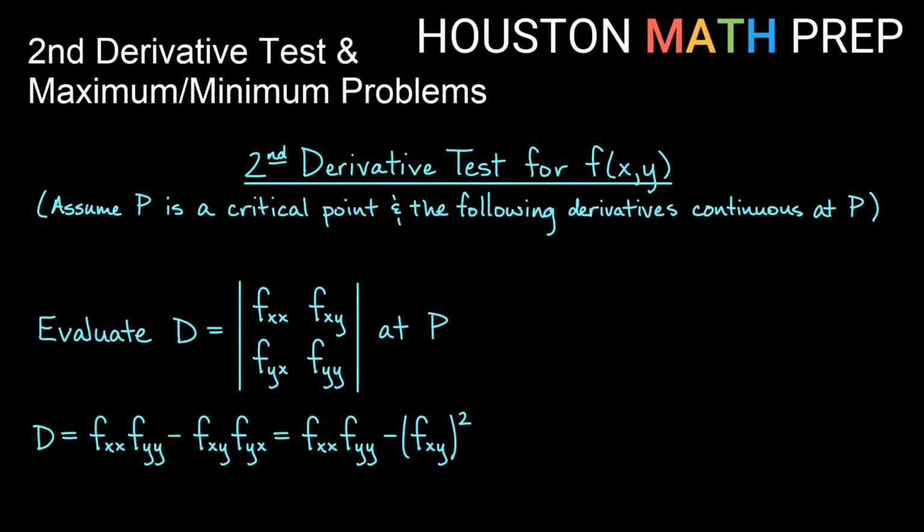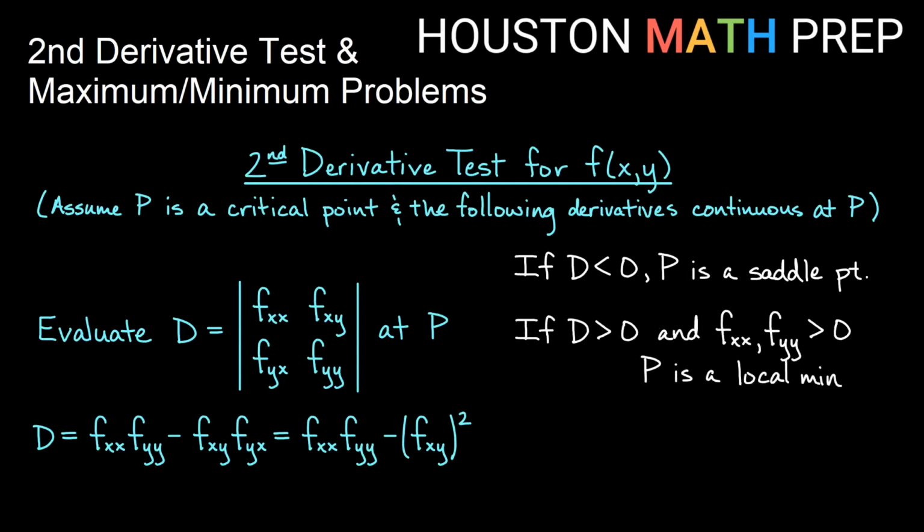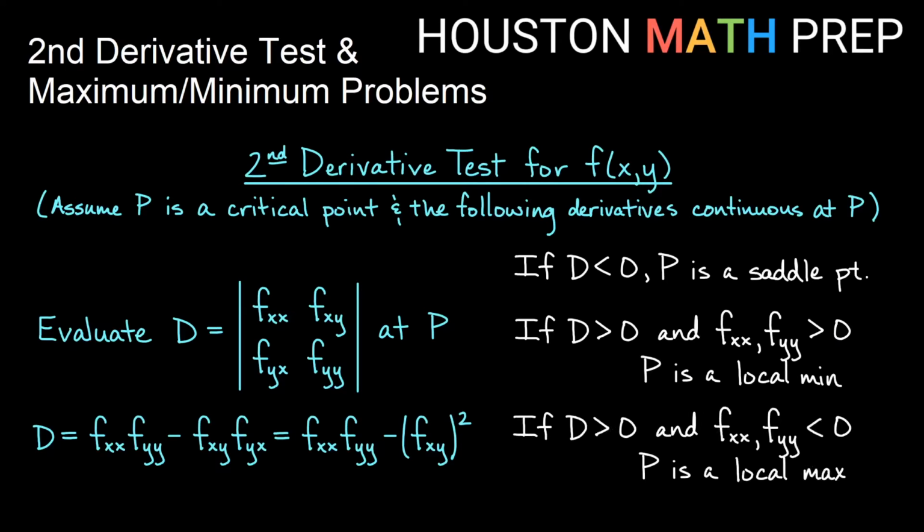Here is how we'll use D to evaluate whether we have a local max, local min, or a saddle. So our first criteria, if D ends up being a negative number, then our critical point is a saddle point, right? We have some directions where we have higher points and some directions where we have lower points. That's a saddle point. When our D is positive, there's two possibilities. If D is positive and our pure second derivatives are greater than 0, then our critical point is a local minimum. If our D is a positive number and our pure second derivatives are negative, then P will be a local max.